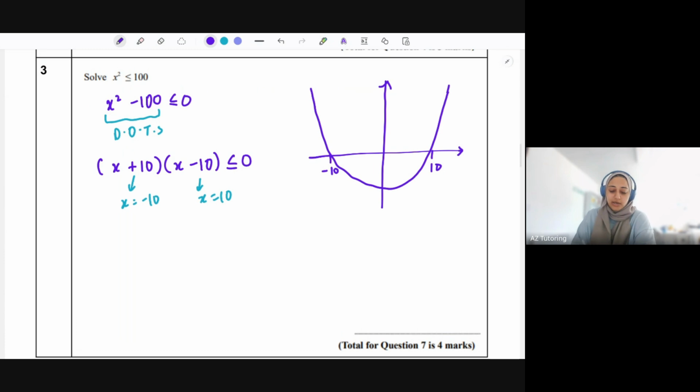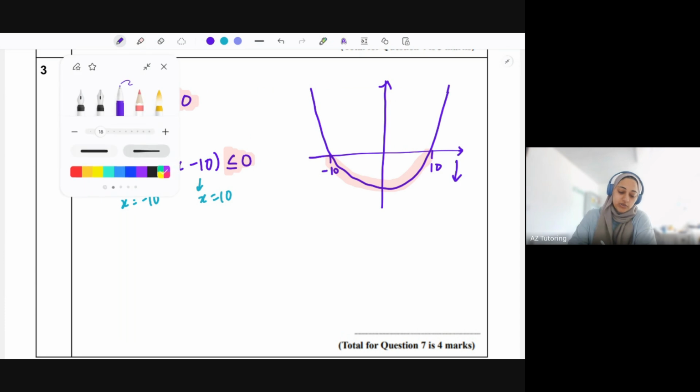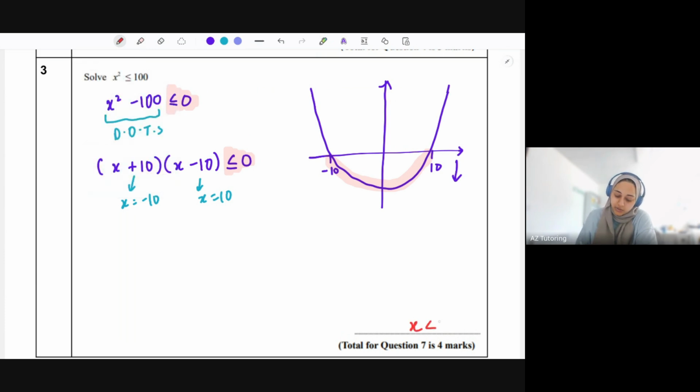Now we're working out, where is this graph less than or equal to 0? So just like the last example, that's below the x-axis again. So it's all these values here. So we need an inequality that represents all the values of x between 10 and minus 10. And that's just x is between 10 and minus 10. But because there's an equal sign under it this time, we're going to be putting an equals under both of them. And that's how you do this question.